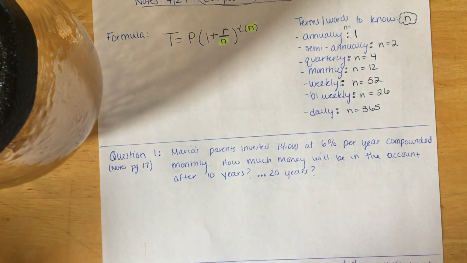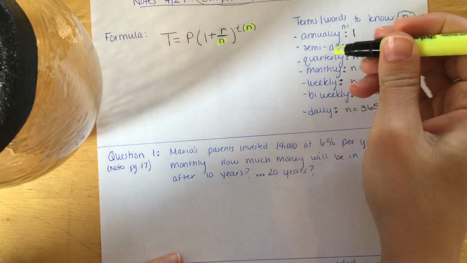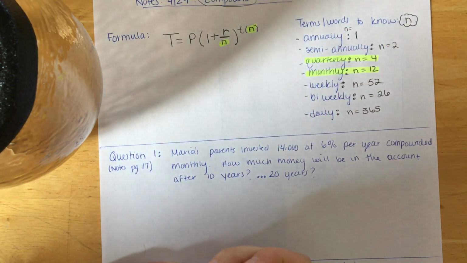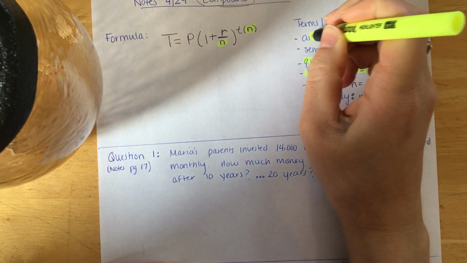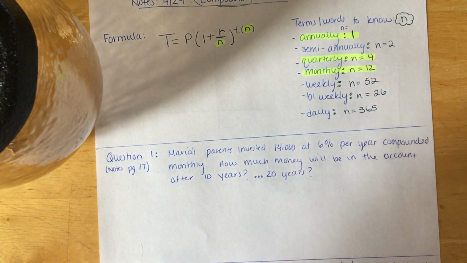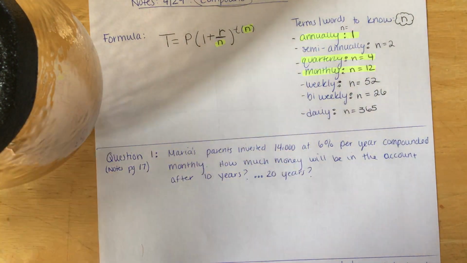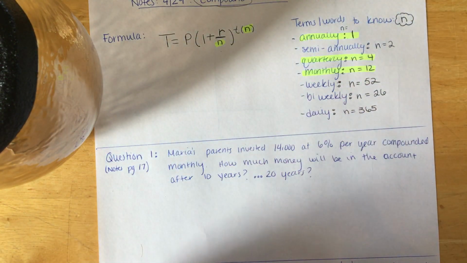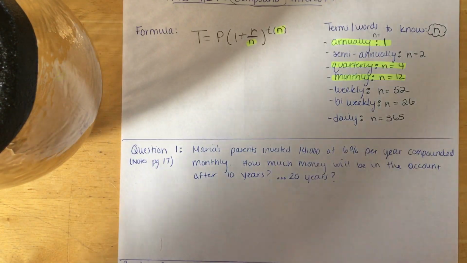The most common ones to look out for that you're going to see, especially today, are quarterly and monthly. Those are the ones you really want to make sure you know. You will see annually. Again, annually doesn't change the formula from Monday's formula to this one because 1 doesn't really affect anything here. So just so you're aware.